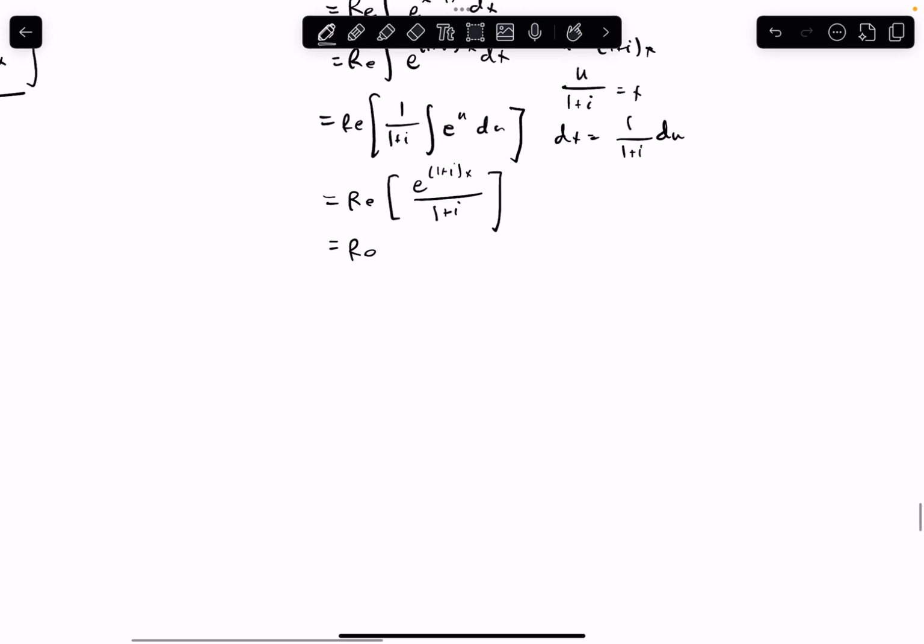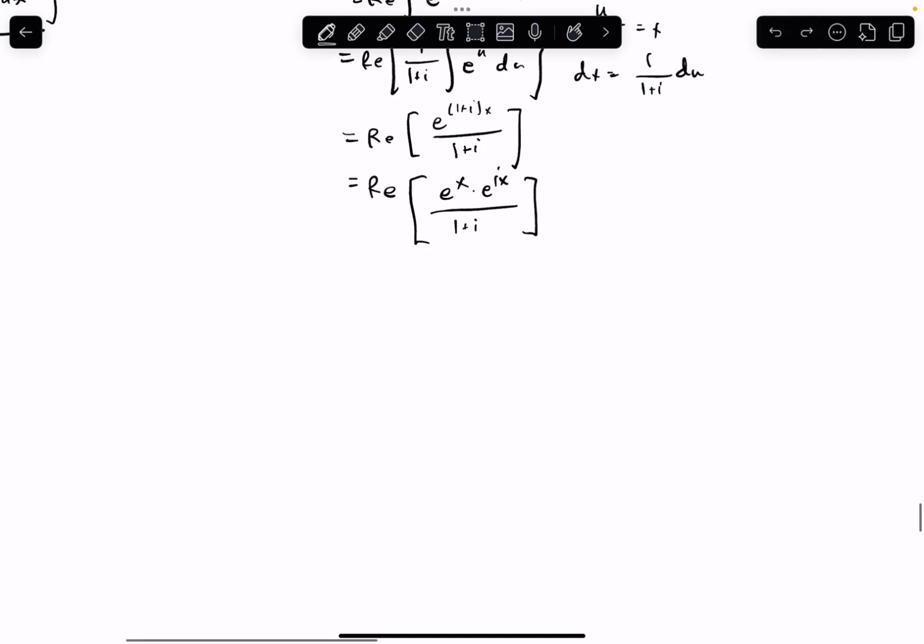Now, this is actually equal to e to the x times e to the ix up here, and then 1 plus i down here. And since e to the x is fully real, we can just factor it out of this. So this is going to be e to the x times the real part of e to the ix over 1 plus i.